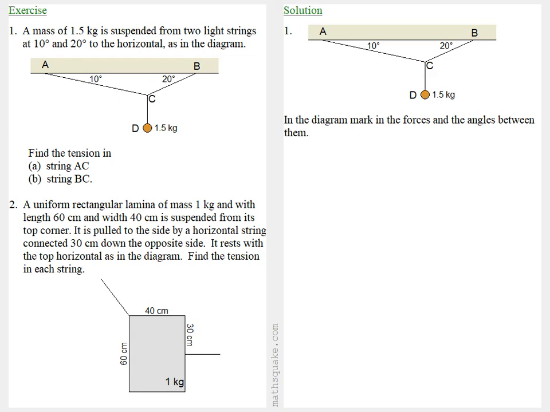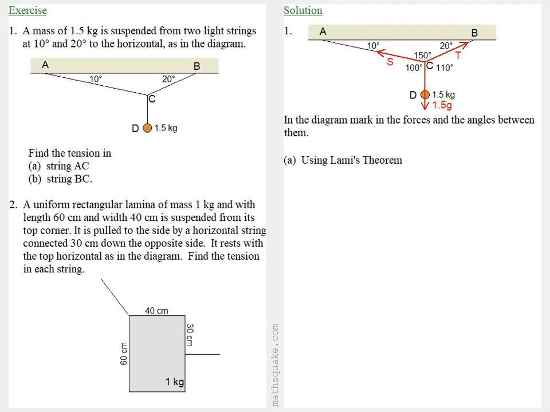Well, to start with, we've got the weight of the 1.5 kilogram mass, and that's 1.5g. Then we've got the tension in the string going up to A, we can call that S, and the tension in the string going up to B, we can call T. Now the angle opposite the weight is 150 degrees. We can see that angles in a triangle add up to 180. The angle opposite the force S will be 20 plus 90, which is 110 degrees, and the angle opposite the force T will be 10 plus 90, which is 100 degrees.